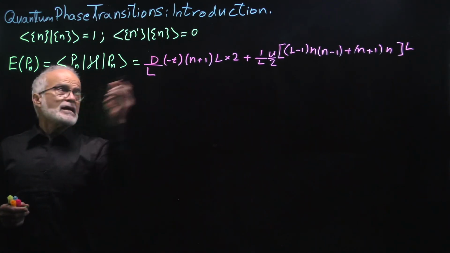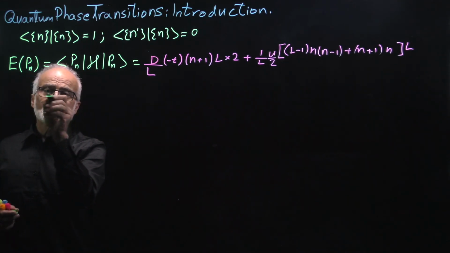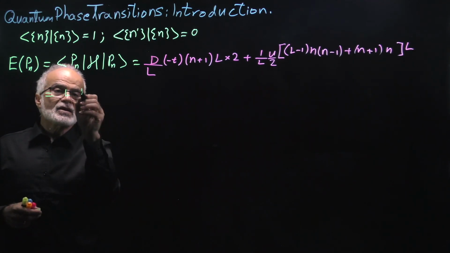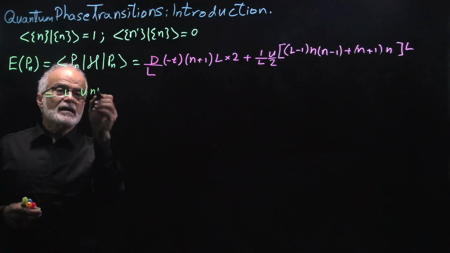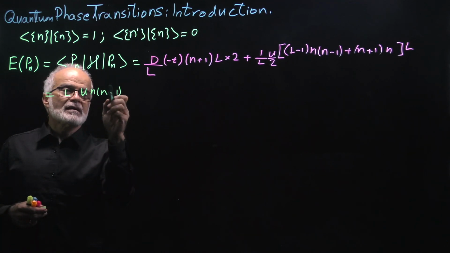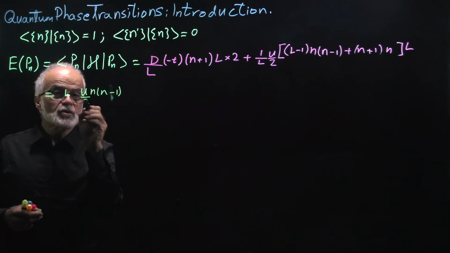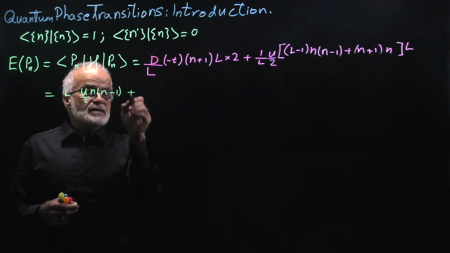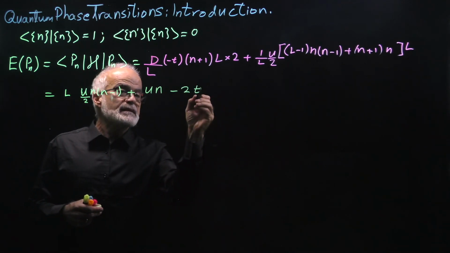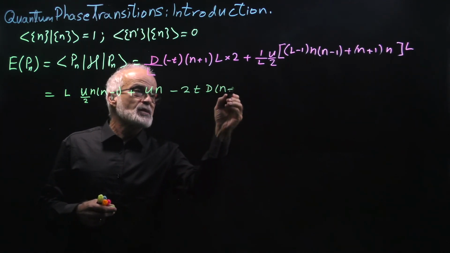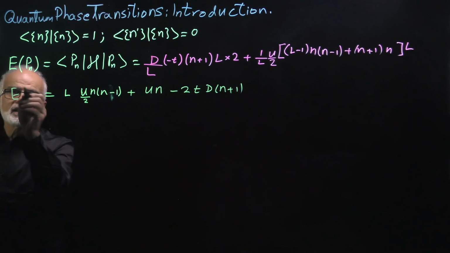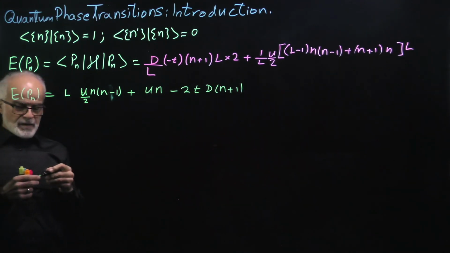So let us keep the D here and take the general result for any dimensionality. And so then the simplified version of this equation will simply be L times U times N plus 1 and minus 1, divided by 2, plus U times N minus 2 T D times N plus 1. Okay, system here. So this is E of the particle doped state.